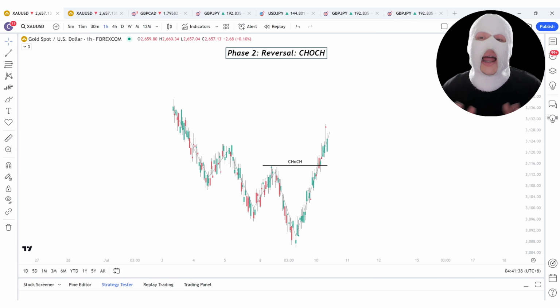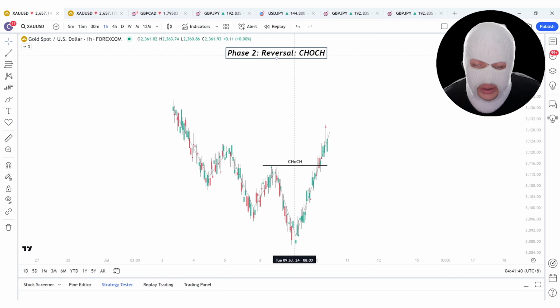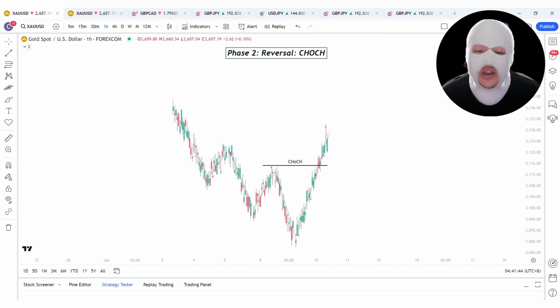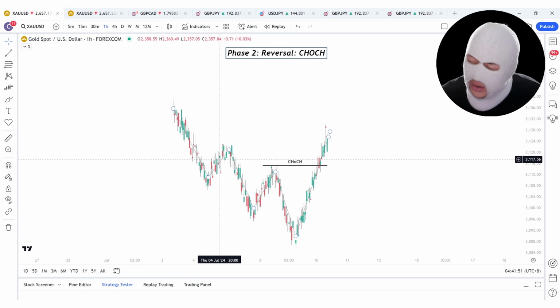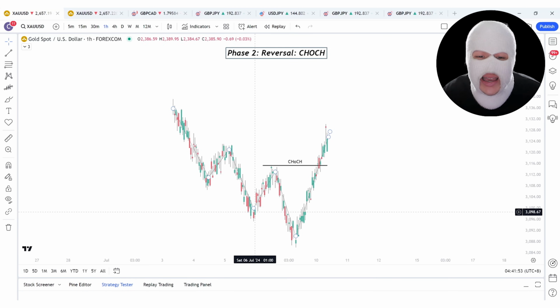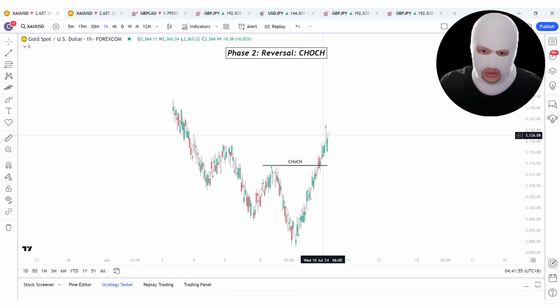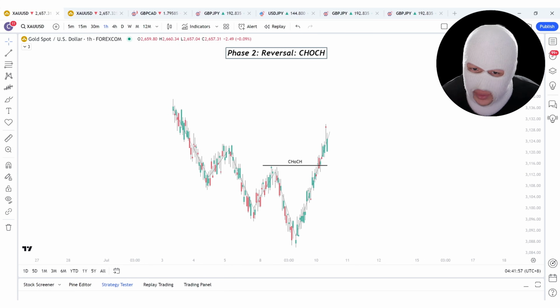Phase 2. Now, let's talk about change of character, or CHoCH for short. In layman's terms, a change of character is simply a potential reversal of a trend. Price dumps lower and lower and lower, and then suddenly creates a change of character and pumps to the moon. Now let's take a look at this example right here.